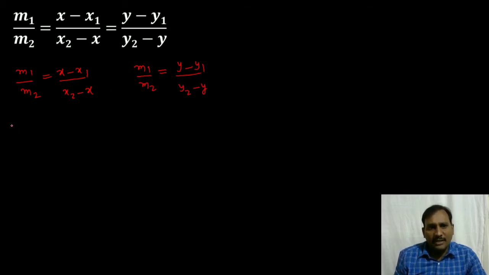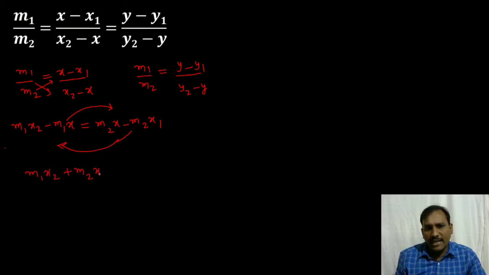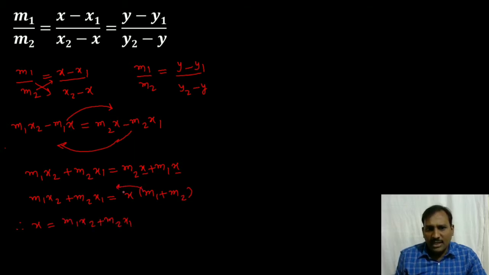Okay, now let us cross multiply. What you will get? M1 into x2 minus M1 into x is equal to M2 into x minus M2 x1. Now let us transpose minus M1 x to the other side, minus M2 x1 to the left side. So you will get M1 x2 plus M2 x1 is equal to M2 x plus M1 x. Now M1 x2 plus M2 x1 is equal to, here x is common, x into (M1 plus M2). Therefore, x is equal to (M1 x2 plus M2 x1), and I am transposing (M1 plus M2) to the left side. It will become divided by (M1 plus M2).